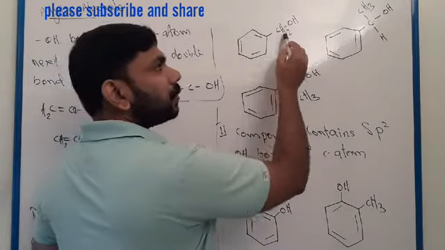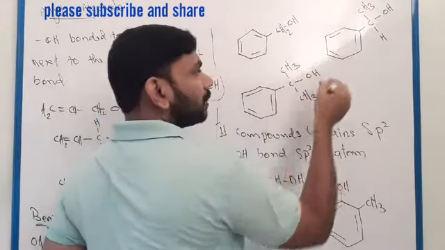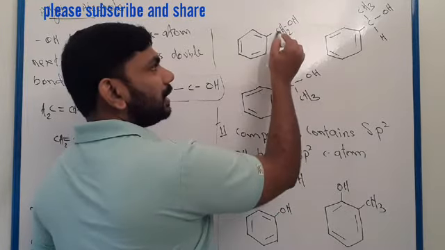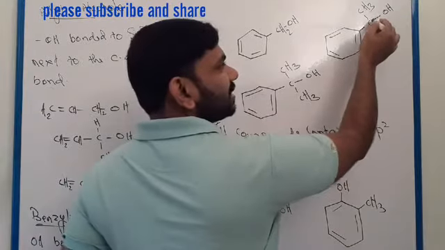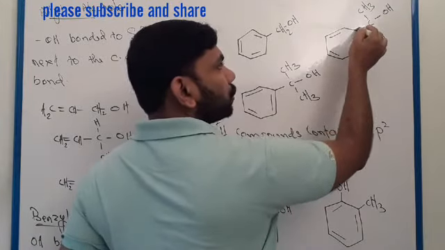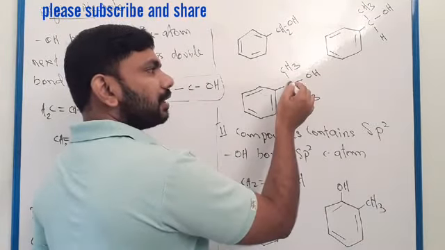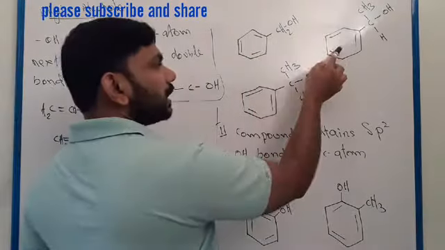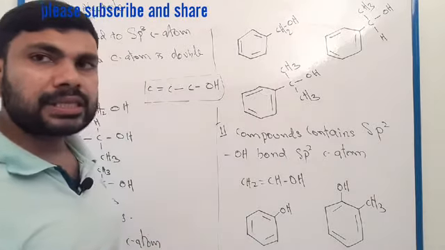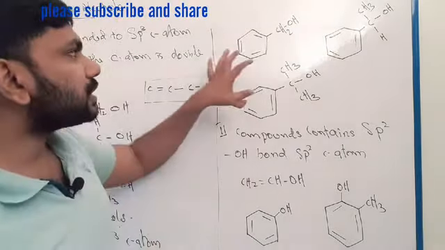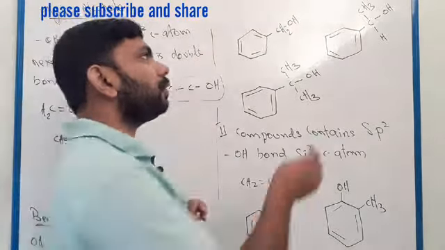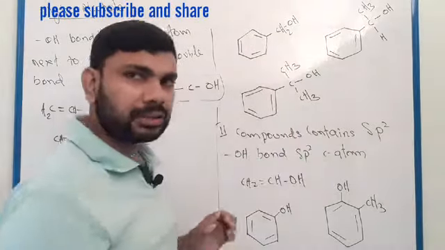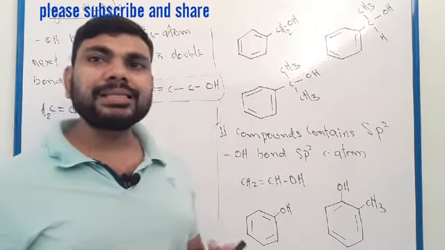Here this is primary alcohol, this is secondary alcohol, and this is tertiary alcohol. Primary, here the OH-attached carbon is directly attached to one carbon atom. The OH-attached carbon is directly bonded to two carbon atoms. The OH-attached carbon is directly bonded to three carbon atoms. So this is primary, secondary, and tertiary alcohol. And this is benzylic alcohol. Benzylic alcohol means OH bonded to an sp3 carbon atom next to a benzene ring, next to an aromatic ring. Such types of alcohols are called benzylic alcohol.